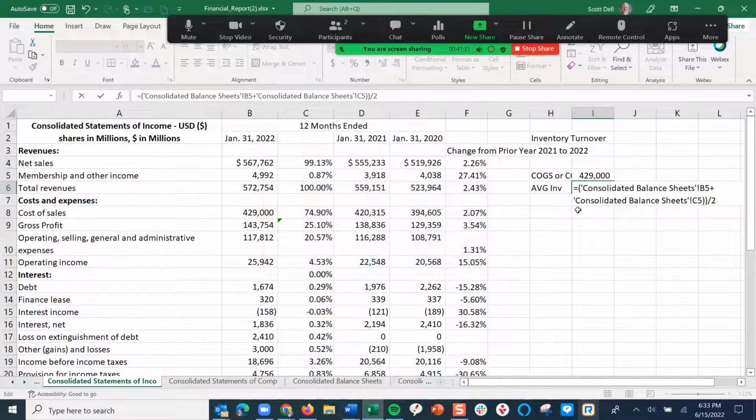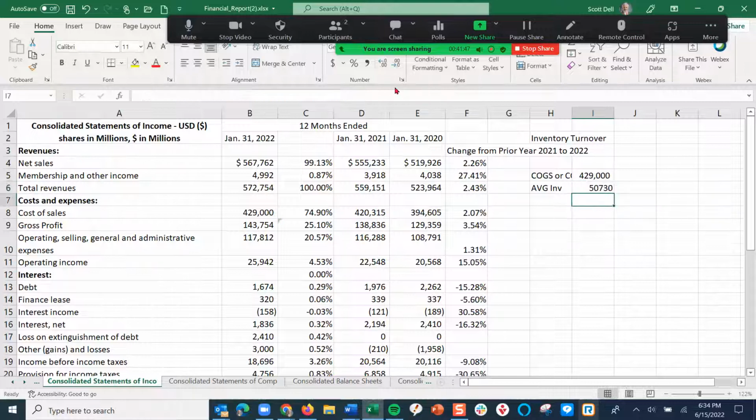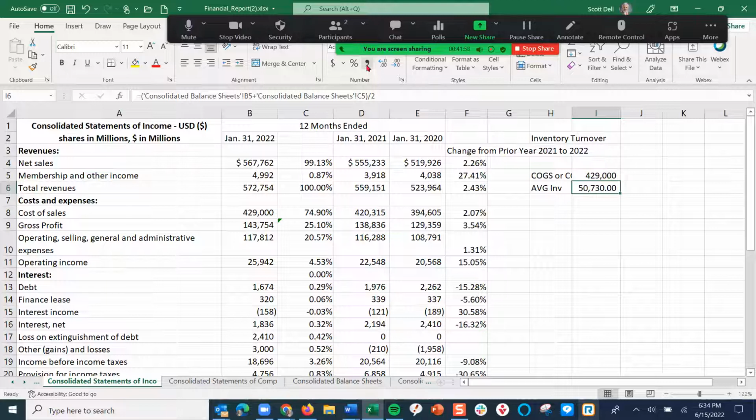Oops, see it. So this is coming from IB5, IC5, divide by 2. An extra paren in there that I shouldn't need. I'm going to take that out. Okay, so my average inventory is 5730. Just to make it look pretty, I'll put the comma in there so you can see it. And you say, oh yeah, that sounds about right.